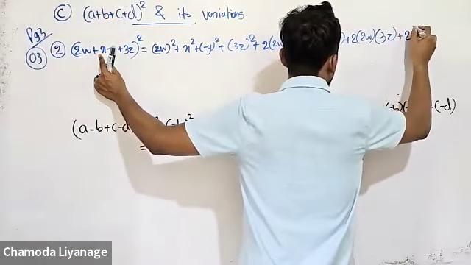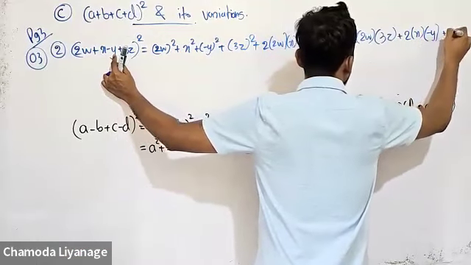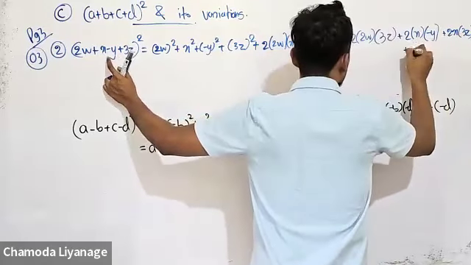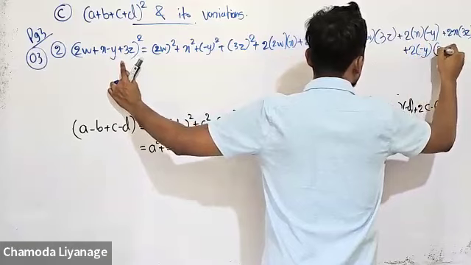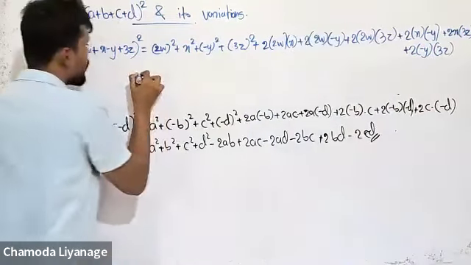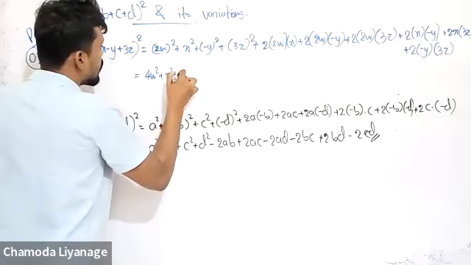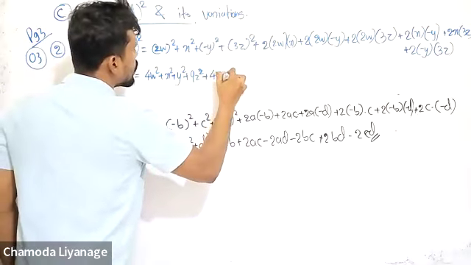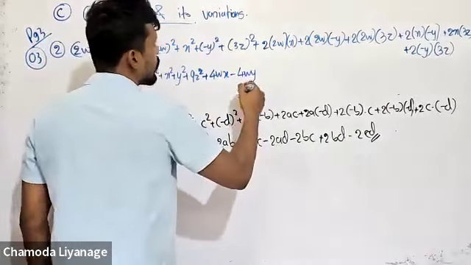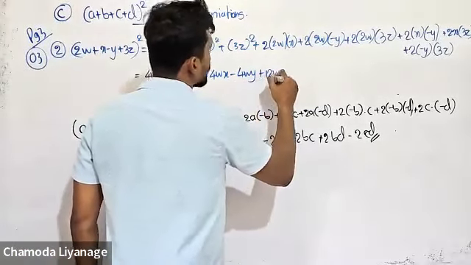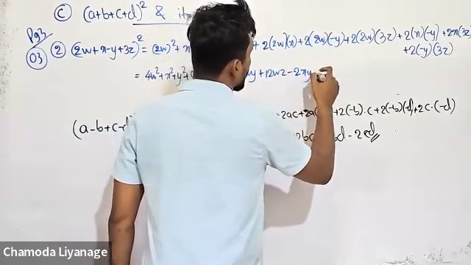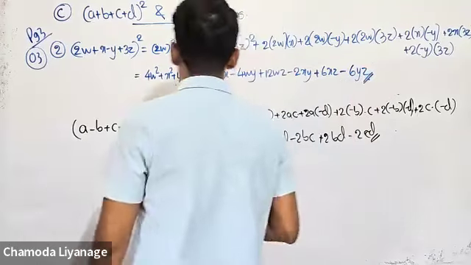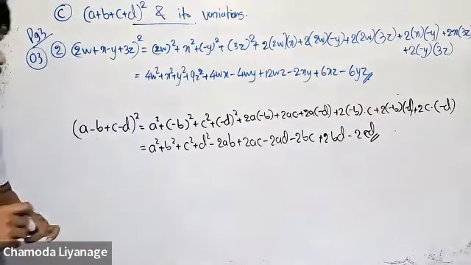Now come to x. 2 times x into minus y plus 2 times x into 3z plus 2 times minus y into 3z. Right. Now simplify. 4w squared plus x squared plus y squared plus 9z squared plus 4wx minus 4wy plus 12wz minus 2xy plus 6xz minus 6yz.